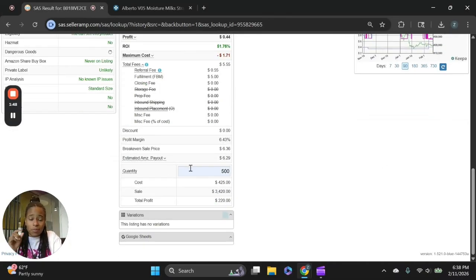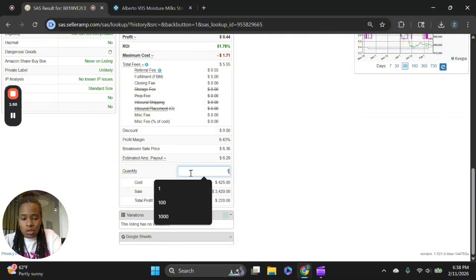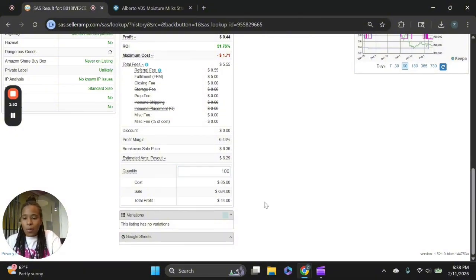This quantity, this is something that I like to utilize a lot. So let's say I'm getting 100 units. I'm only paying $85 for 100 units. My total profit is $44 and I'm selling it for $6.84, which means if I sold all 100 of these units in one day, if I were to go look at my Amazon seller account, it will tell me that I generated over $684 in revenue.